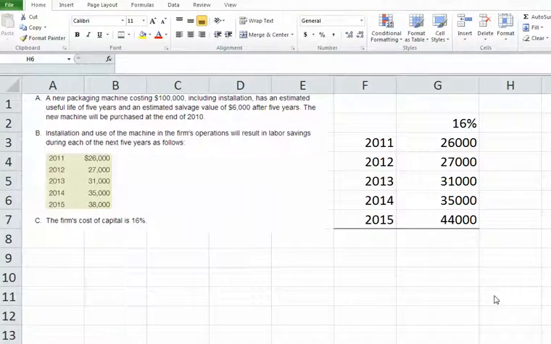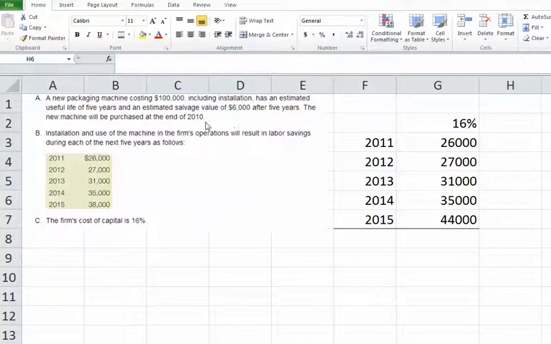Okay, let's use Excel to calculate internal rate of return. So I just did this problem with net present value a couple minutes ago. I'll run through it again real quickly. A new packaging machine costs $100,000, including installation. It has an estimated useful life of 5 years and an estimated salvage value of $6,000 after 5 years.